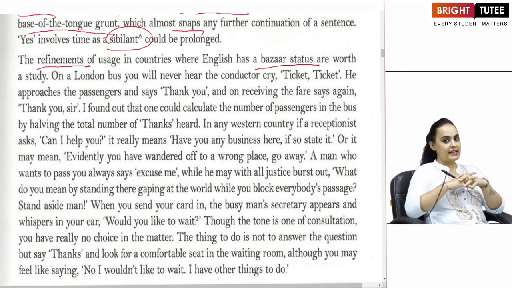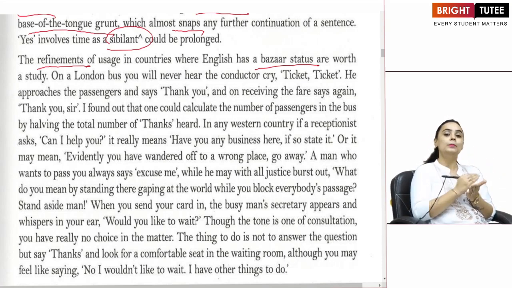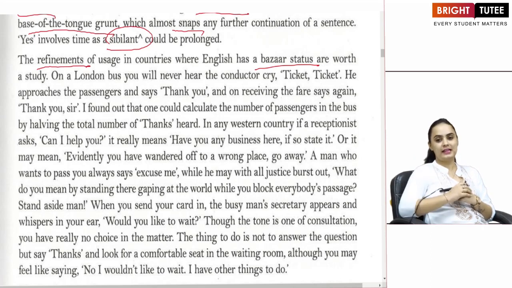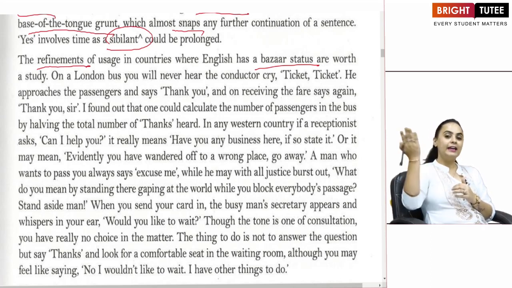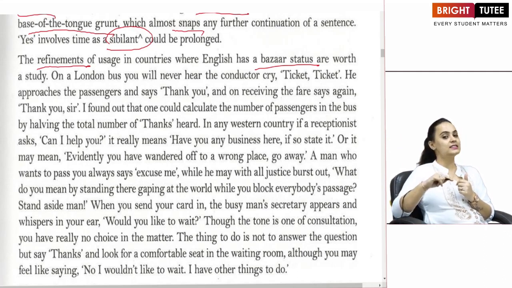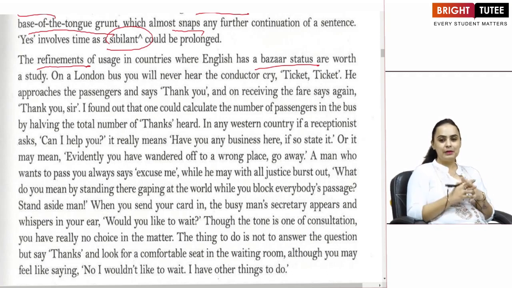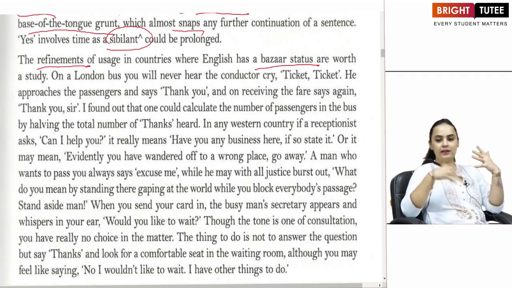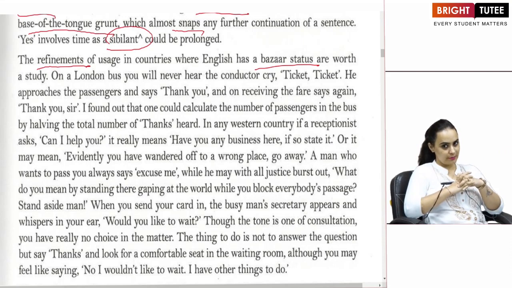So the writer tells us that if in a London bus you wish to calculate how many passengers are there, what you need to do is just count the number of thank yous that the conductor has spoken, and you just need to half it. Why half it? Because the conductor is saying thank you twice to the same person. So if there are 10 people in the bus, obviously he has spoken thank you 20 times. So we need to half it and we'll get to know the number of passengers in the bus.